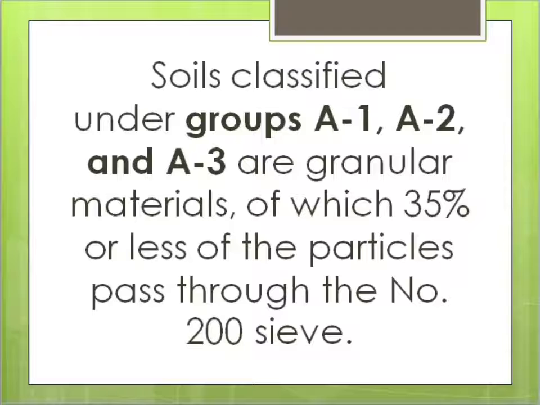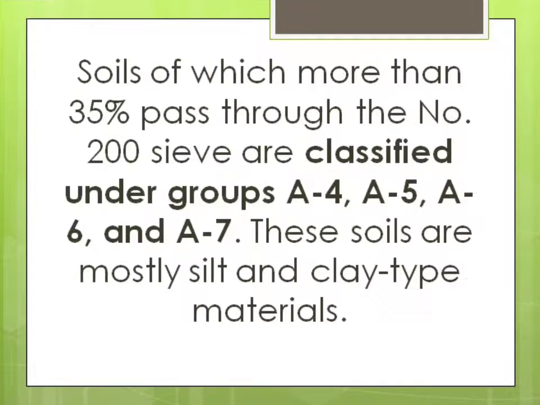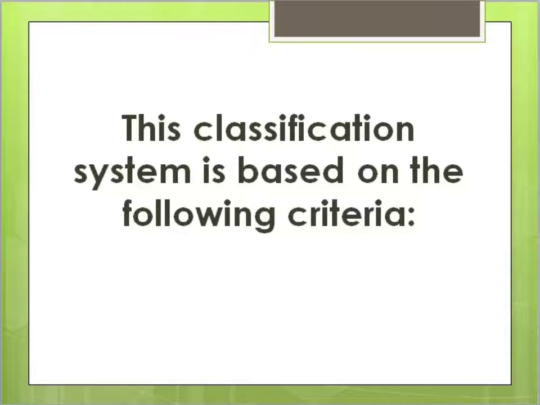through number 200 sieve. Soils of which more than 35% pass through the number 200 sieve are classified under groups A-4, A-5, A-6, and A-7. These soils are mostly silt and clay type materials. This classification system is based on the following criteria.